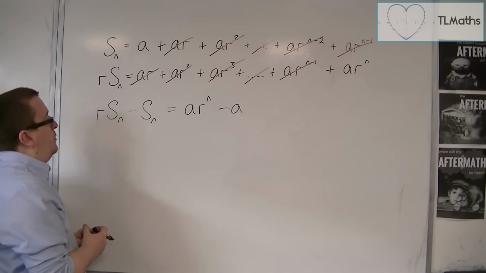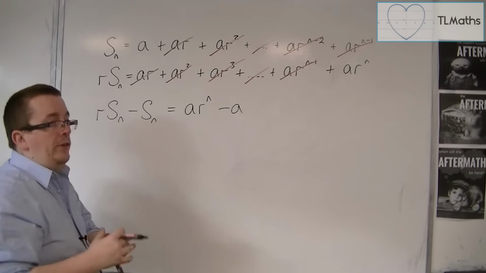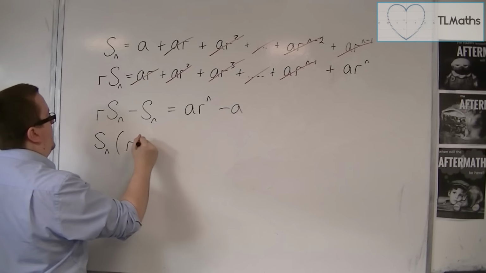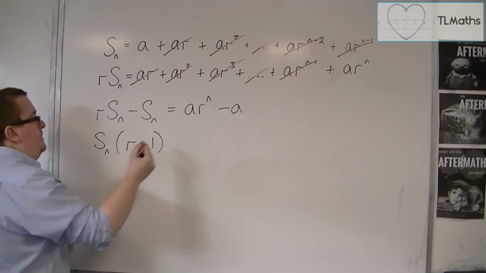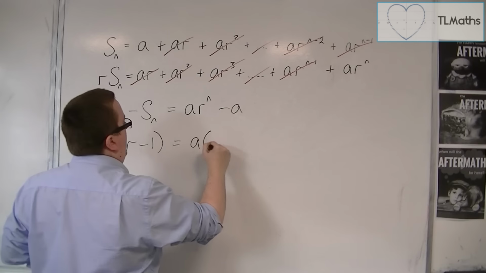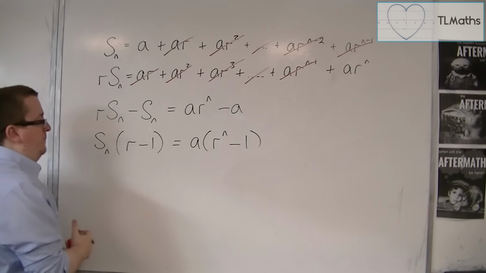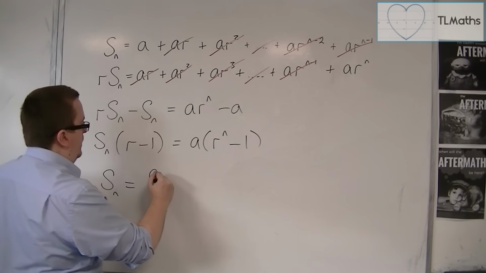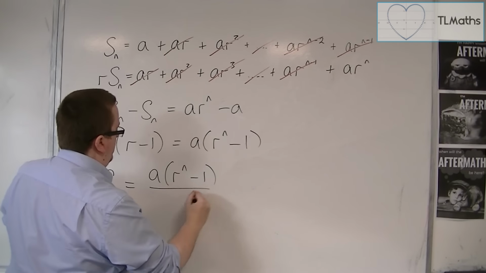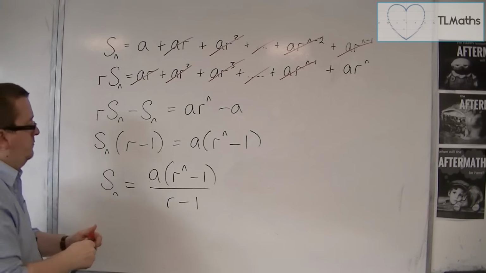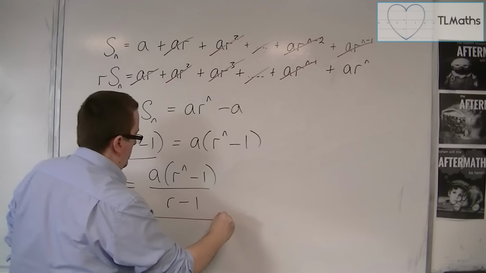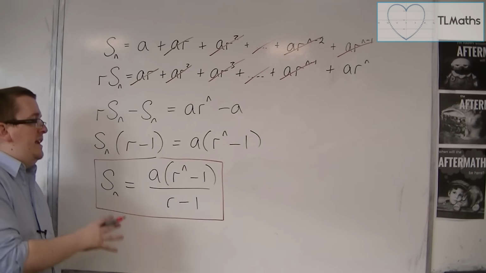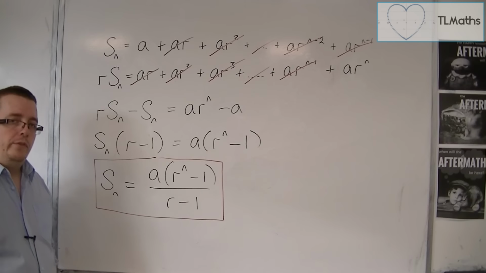So what I can now do is factorise both sides of the equation, because I can take an Sn out of a bracket and have r minus 1 inside, and I can take a out of these two terms to get that, and then I can divide both sides by the r minus 1, and that leaves me with this formula here. And that gives me the sum of the first n terms of a geometric series.